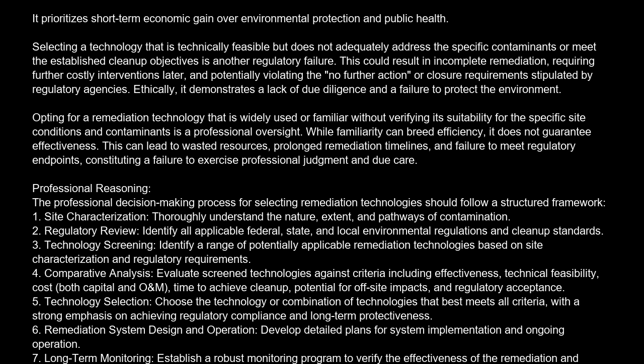5. Technology selection. Choose the technology or combination of technologies that best meets all criteria, with a strong emphasis on achieving regulatory compliance and long-term protectiveness. 6. Remediation system design and operation. Develop detailed plans for system implementation and ongoing operation. 7. Long-term monitoring. Establish a robust monitoring program to verify the effectiveness of the remediation and ensure continued compliance.